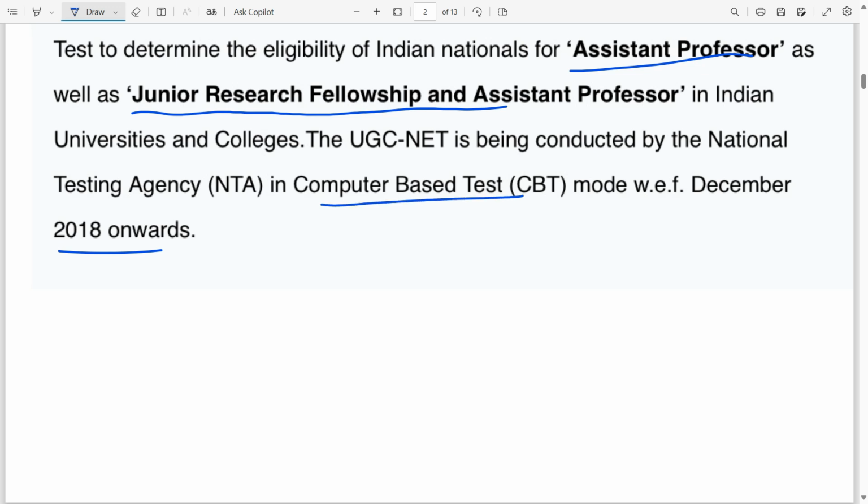Computer based test mode. Earlier, before 2018, it was conducted in pen and paper mode. This exam is conducted twice a year, either in June or in December. This year, when it was conducted in June, it was in offline pen and paper mode. But that paper got leaked, and after that the NTA conducted this exam recently, in August, in computer based test mode.